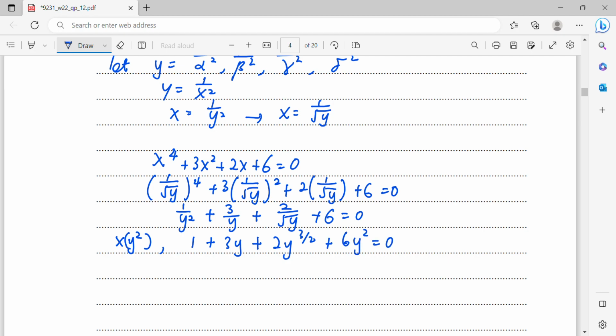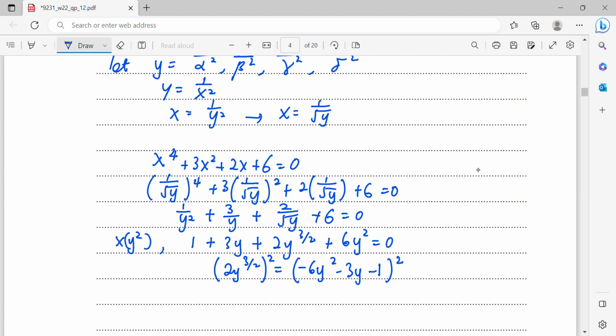And now we need to eliminate the y with degree 3 over 2. So we will keep the term 2y to the power of 3 over 2 on the left side, and the rest of them move to the right side. So 2y to the power of 3 over 2 equals minus 6y squared minus 3y minus 1. Now to eliminate the square root, the over 2 here, we need to square both sides.